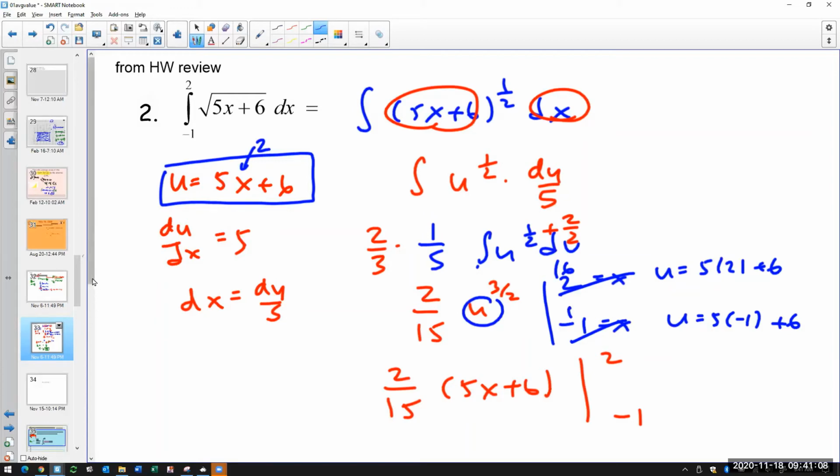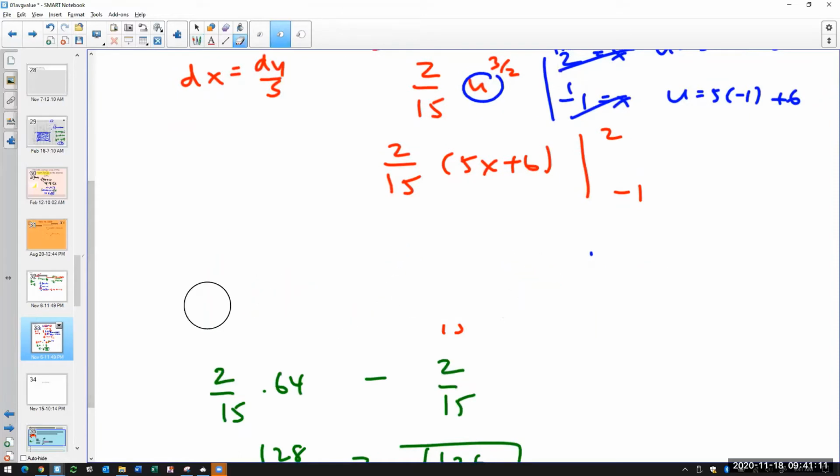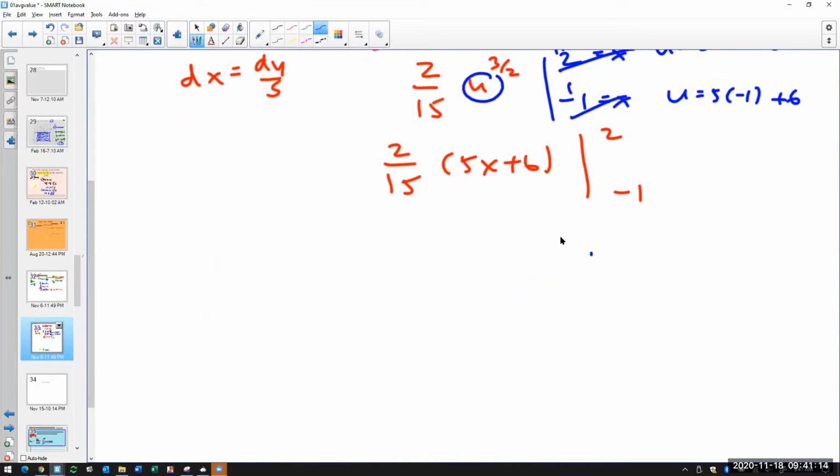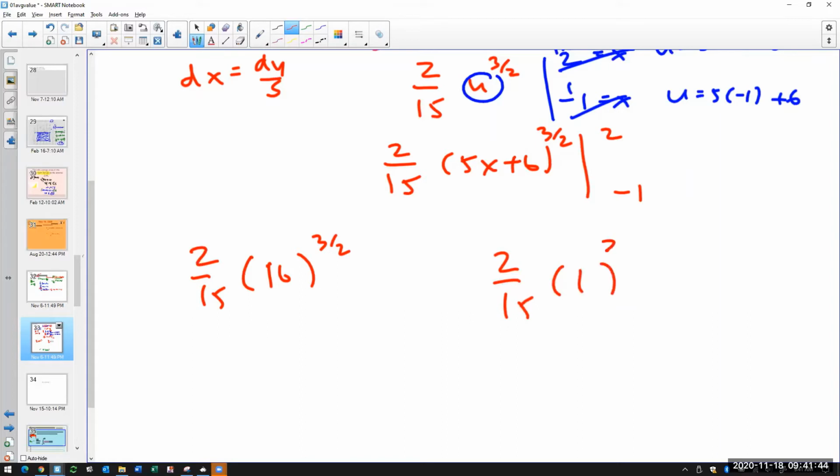All right, so let's do it. Let's see what this answer is. I'm going to plug into my x's just because I've gotten it this far, but it really doesn't matter what I plug in. So if I plug into my x's here, I have 2 over 15 times, if I put a 2 here, that would be 10 plus 6, which is 16. Oh, wait, I'm sorry, I forgot my exponent over there. So 16 raised to the 3/2 there, that's better. Put in your -1, that's going to be 2 over 15, -5 plus 6, which is 1, raised to the 3/2. Slap a minus sign in between, okay?